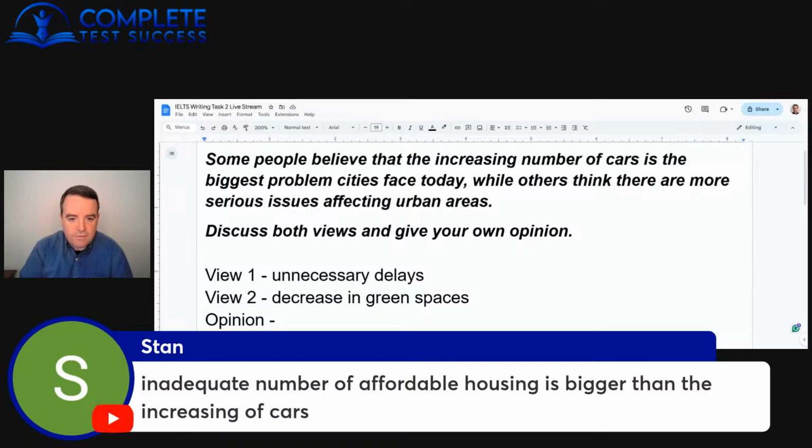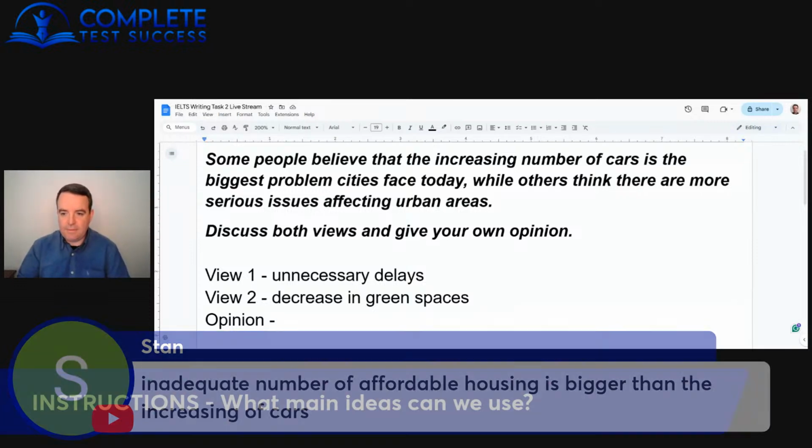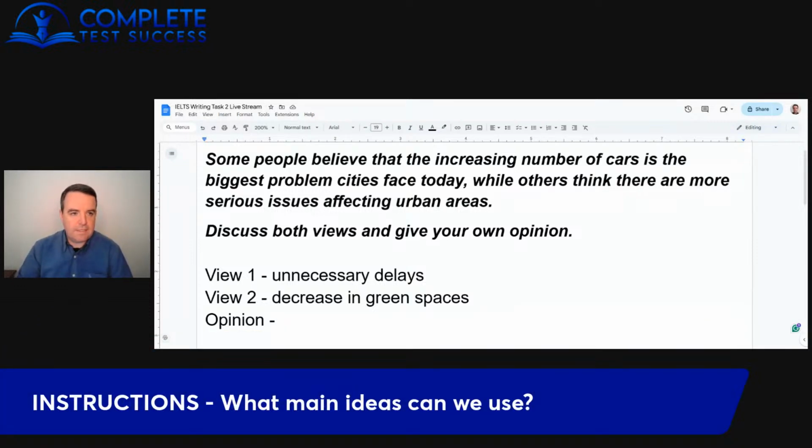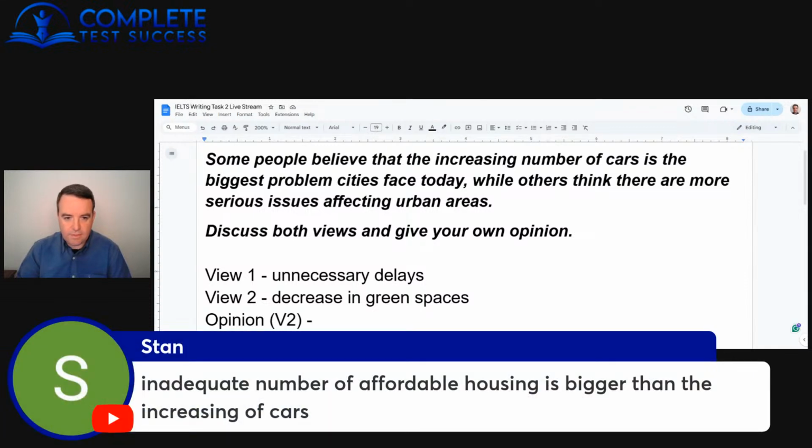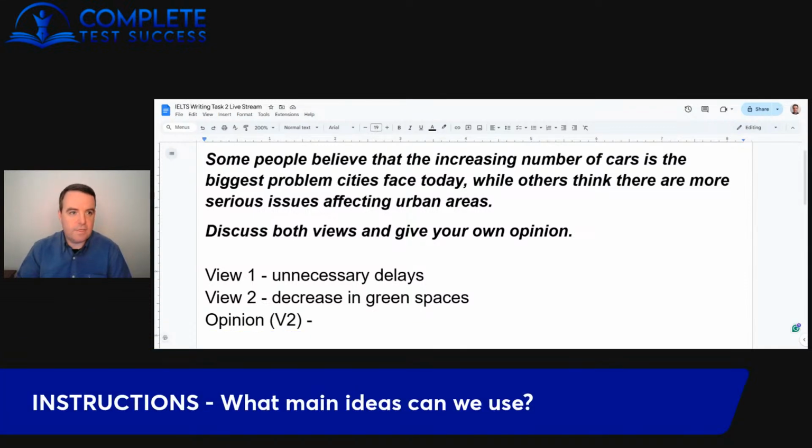Inadequate number of affordable housing is bigger than increasing cars. Okay, perfect. So what we'll do then is we'll just put in V2, just to remind me that this opinion is I'm going to support the second view. And you said the inadequate affordable housing. Okay.